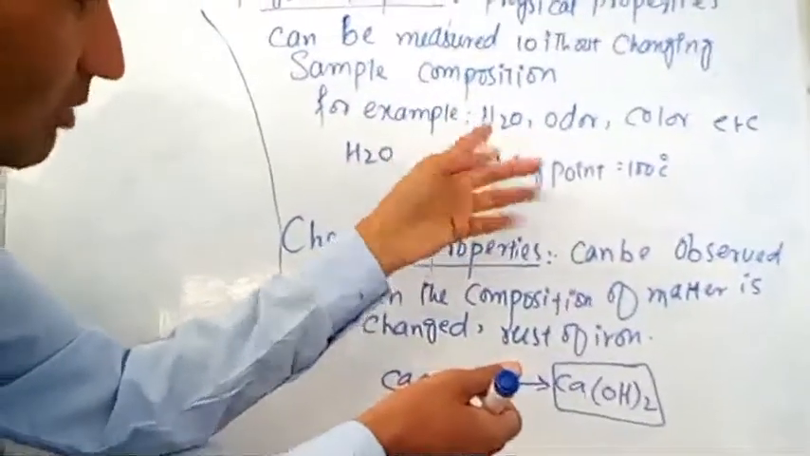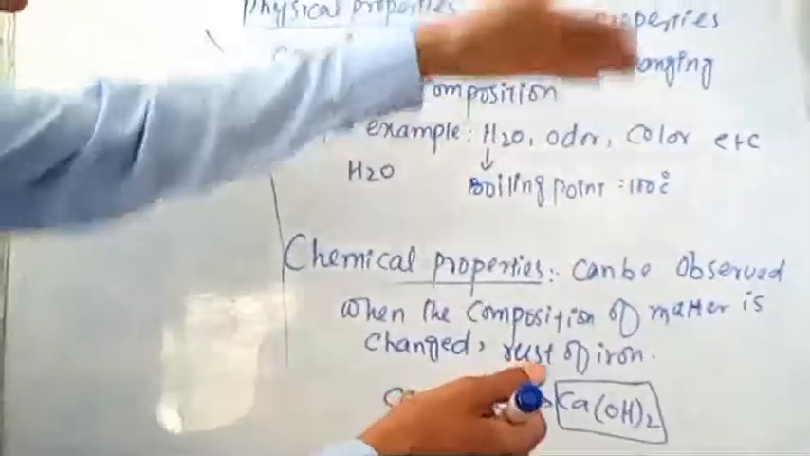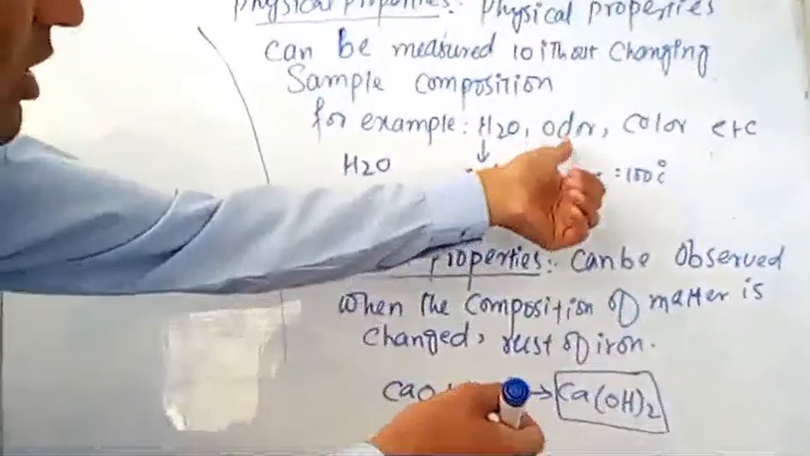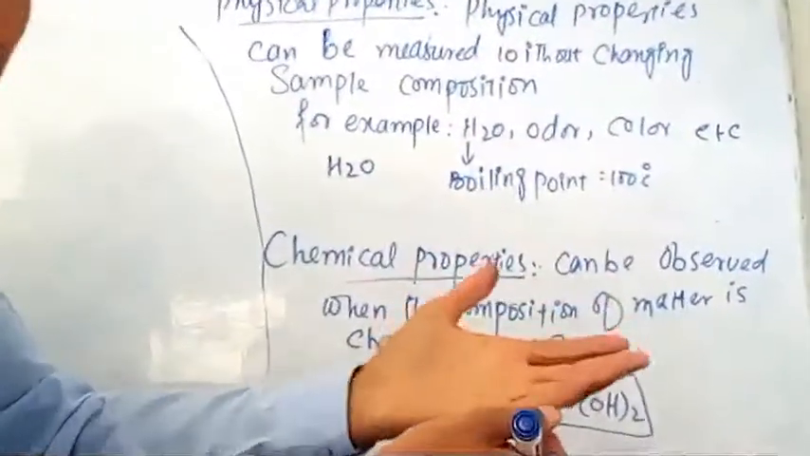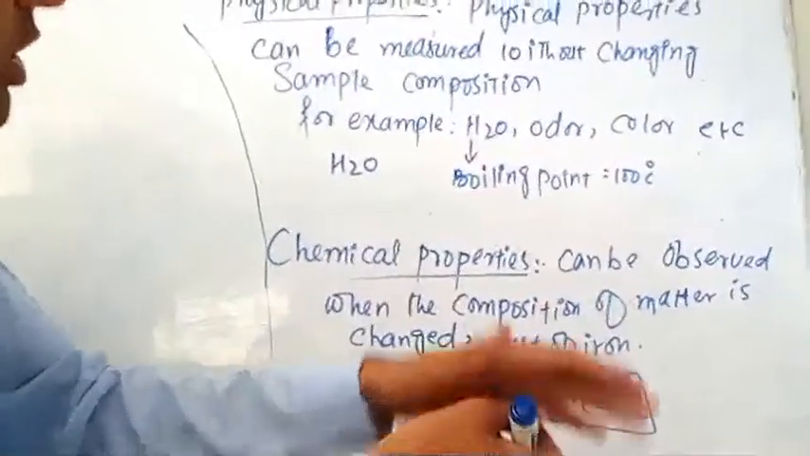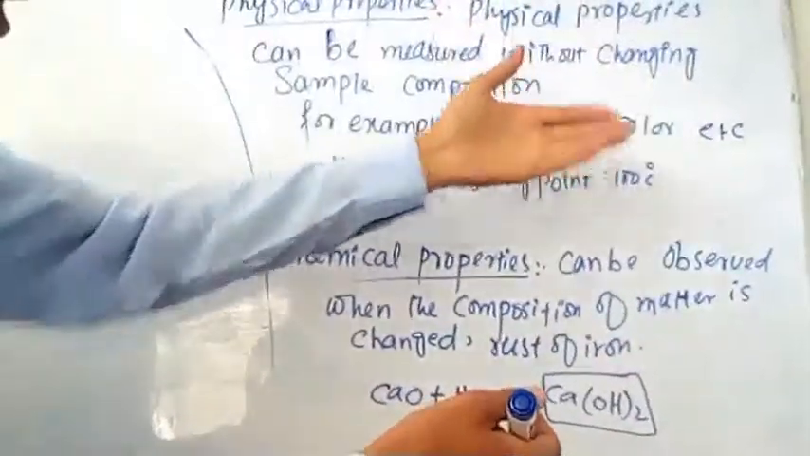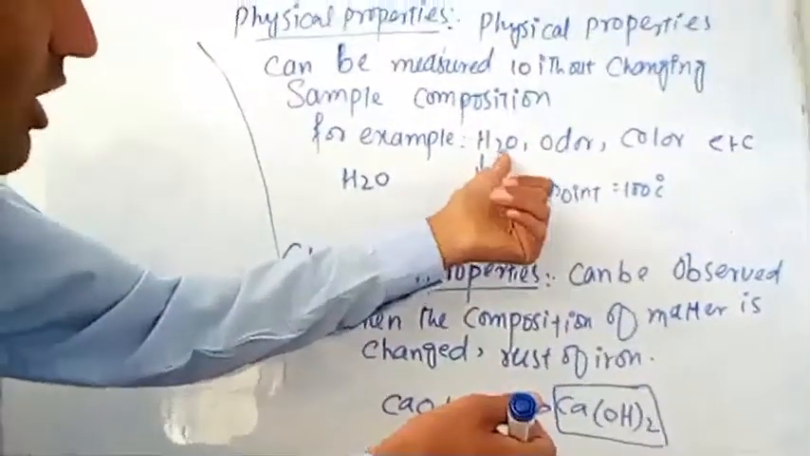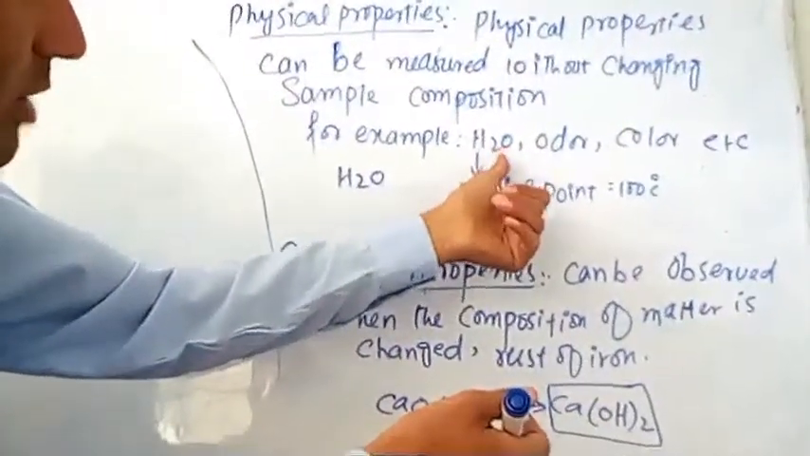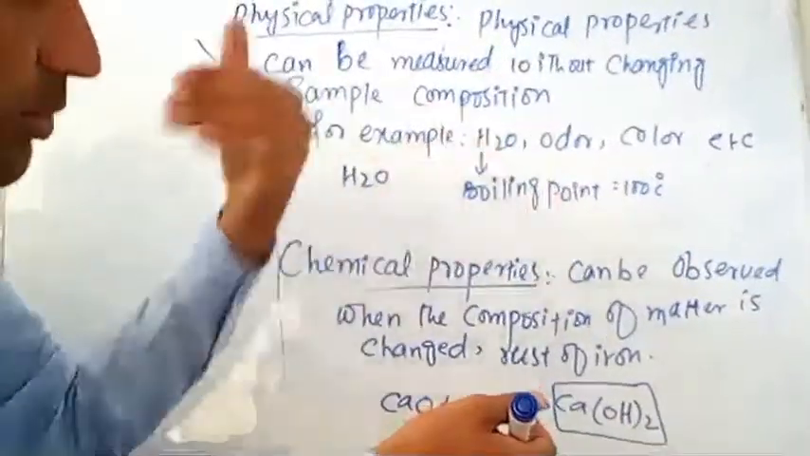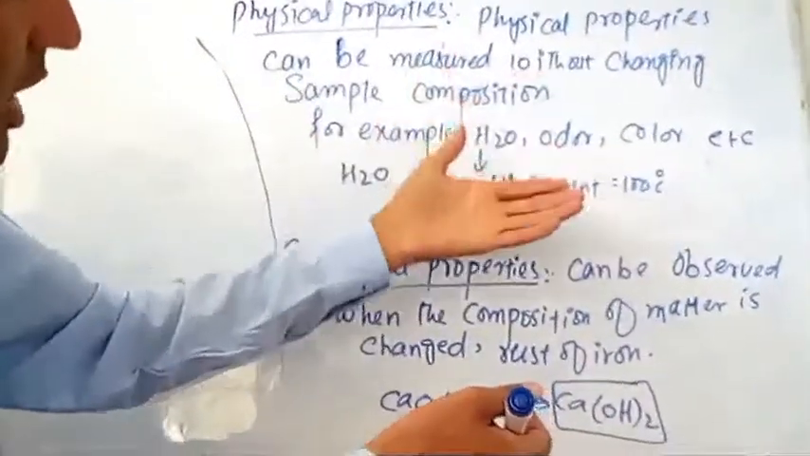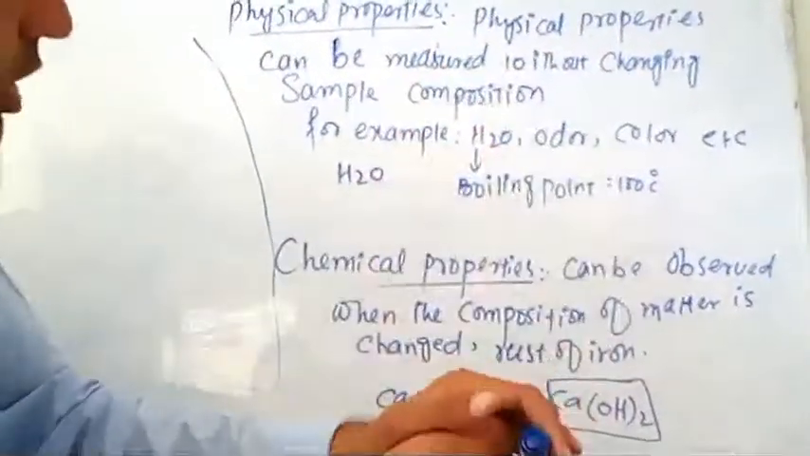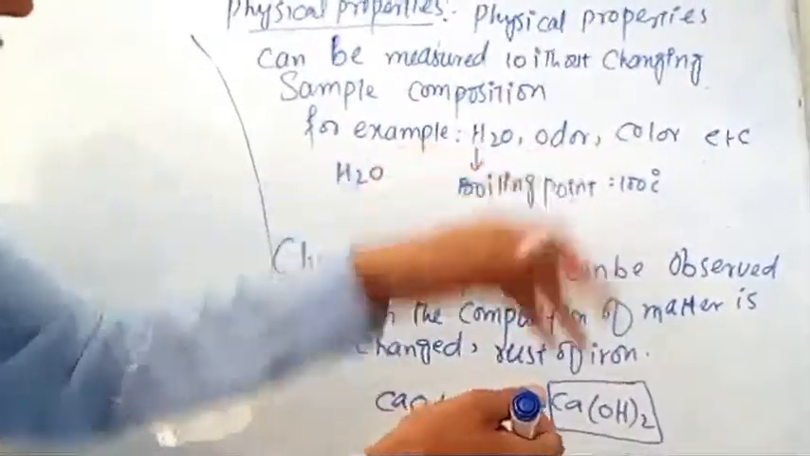During finding the physical properties, we cannot change the composition of the sample. We can find the color or odor of a substance, so sometimes we use the nose, sometimes the eyes. If we see the water or smell the water, the water composition is H2O. It means water is made up of two hydrogen and one oxygen. If we smell the water, we find the smell of water, but the water is still H2O and the water composition cannot be changed.